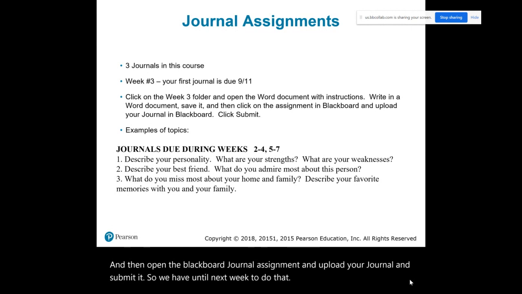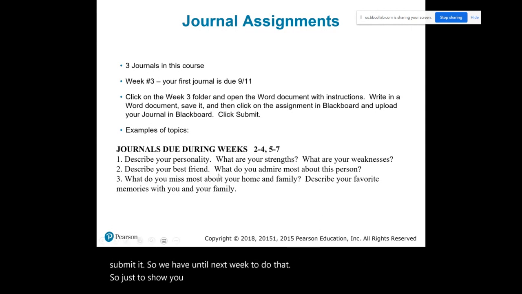So just to show you, I copied and pasted a couple of the journal topics here. All right, there's a lot more topics, but these are just a few.